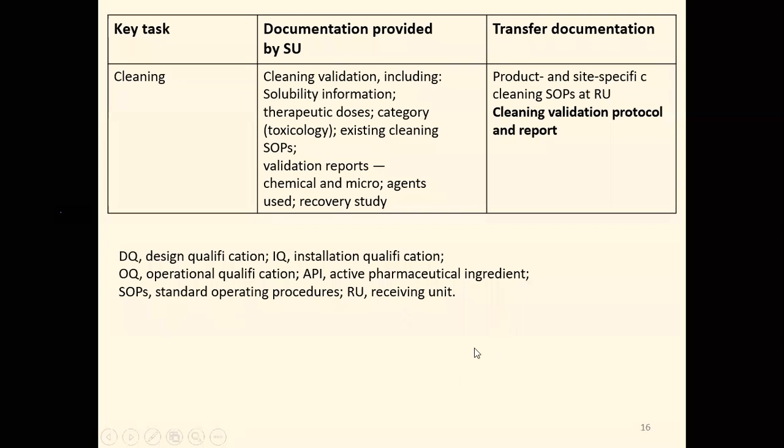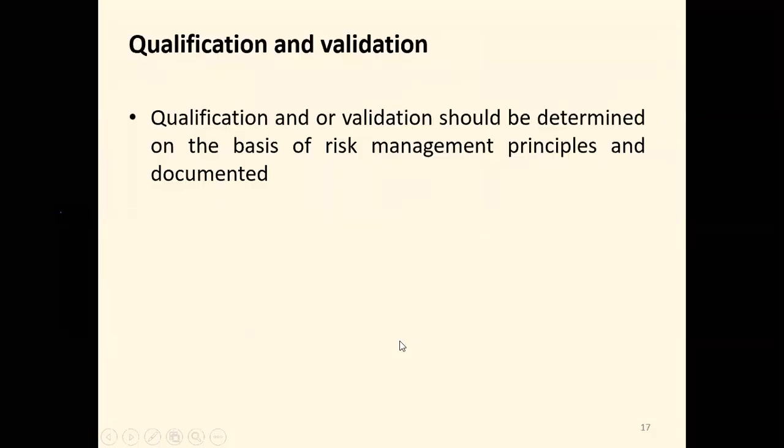We already discussed IQ, installation qualification, and OQ, operational qualification. Then the last part in this is the qualification and validation. So we already know that this qualification and validation are to be carried out as per risk management principles. The extent of qualification or validation to be performed should be determined on the basis of risk management principles, RMP, and it should be documented.